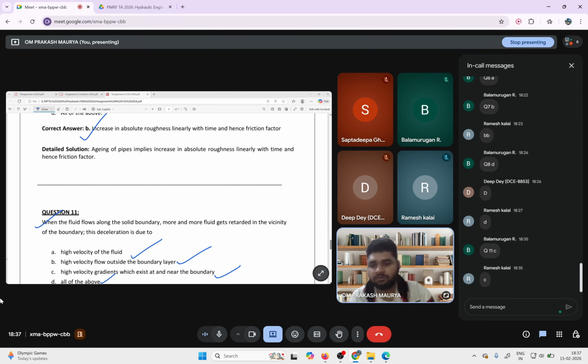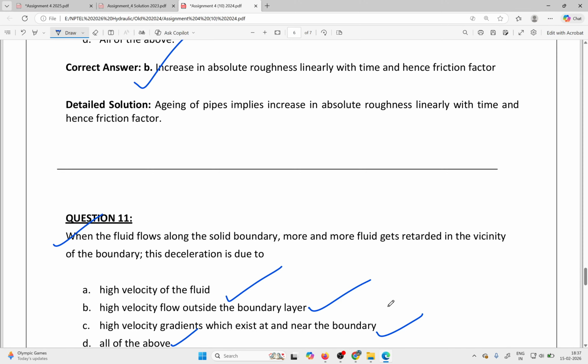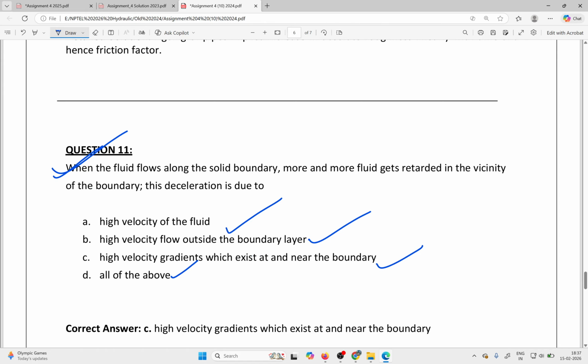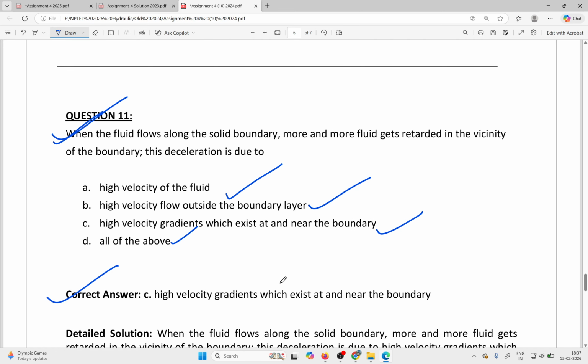Okay, so let me just show you the answer. For question number 11, which option will be correct? Yes, option C is correct. Why? Because at the boundaries, the no slip condition occurs. Due to the no slip condition, the velocity gradient is very high. So that's why the fluid gets retarded in the vicinity of the boundary.